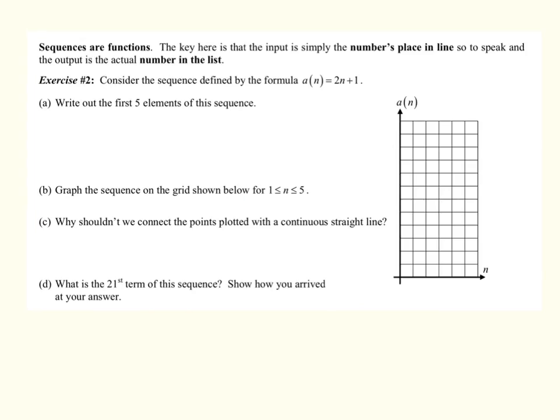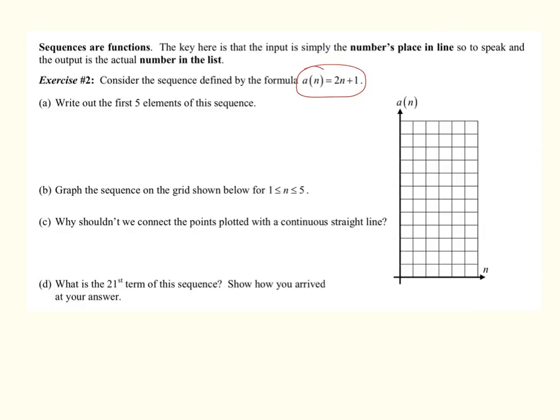All right, we're going to continue moving on and talking about sequences that are functions. The key here is that the input is simply the number's place in line, so to speak, and the output is the actual number in the list. Consider the sequence defined by the formula. Here's my function formula, 2n plus 1. Write out the first 5 elements of the sequence.